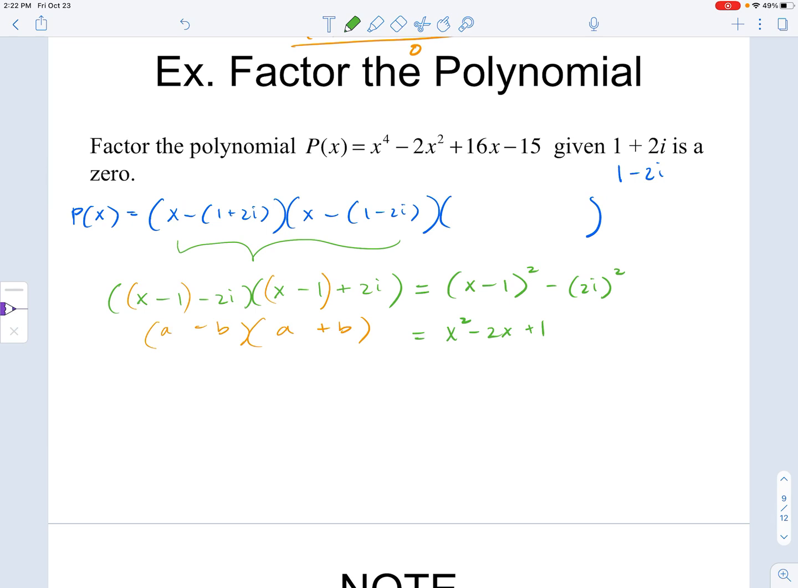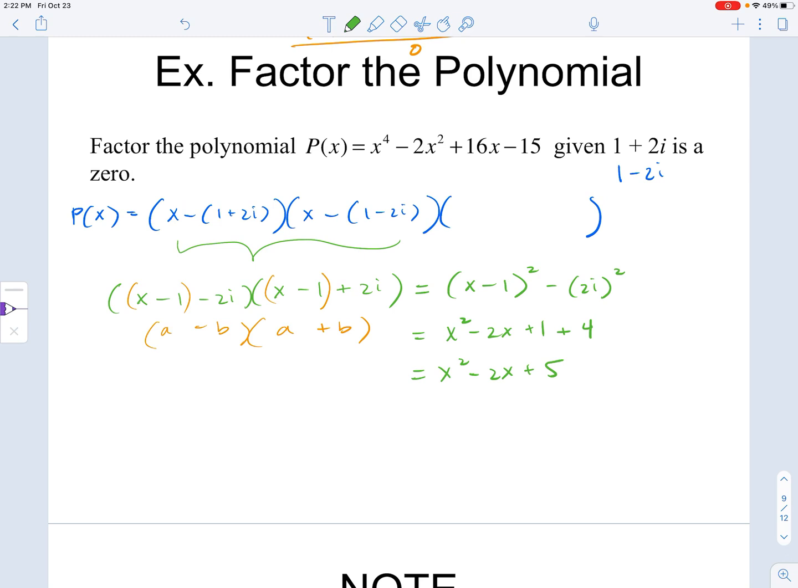Because 2 squared would be 4. Sorry, that took me way too long. 2 squared would be 4. i squared would be -1. So this ends up being plus 4. And then just combining like terms, that's x squared minus 2x plus 5.